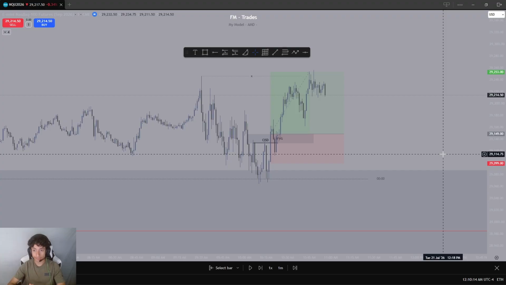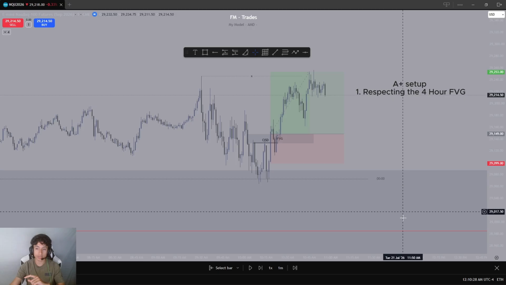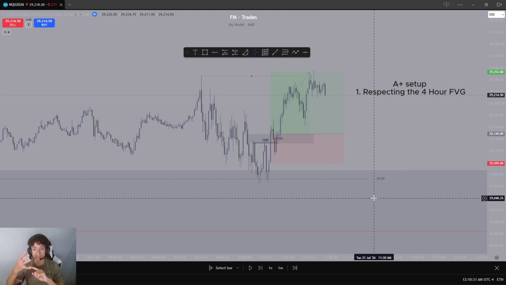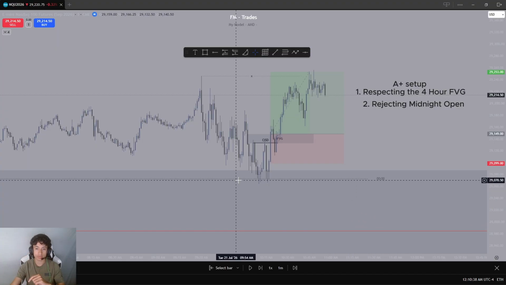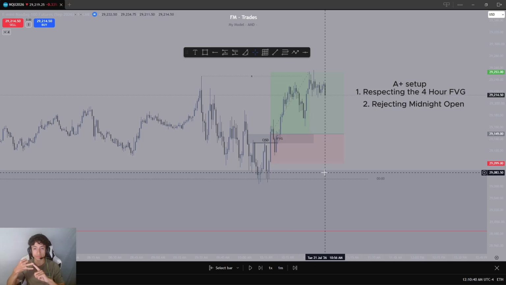So again, going back over everything, we saw 4 things making this an A+ setup. We're respecting the 4 hour, this big box that we drew out. We're rejecting midnight open, which is this one right here. We have our change in the state of delivery. We have that inversion fair value gap.